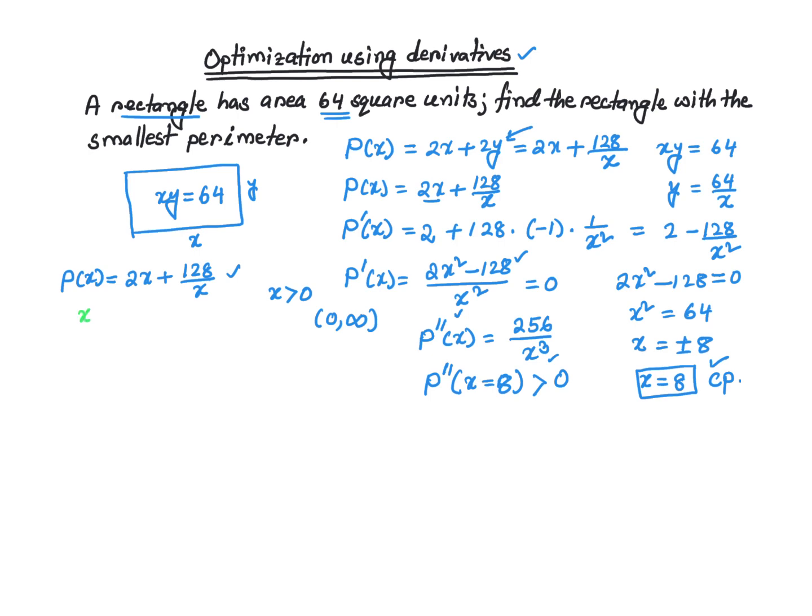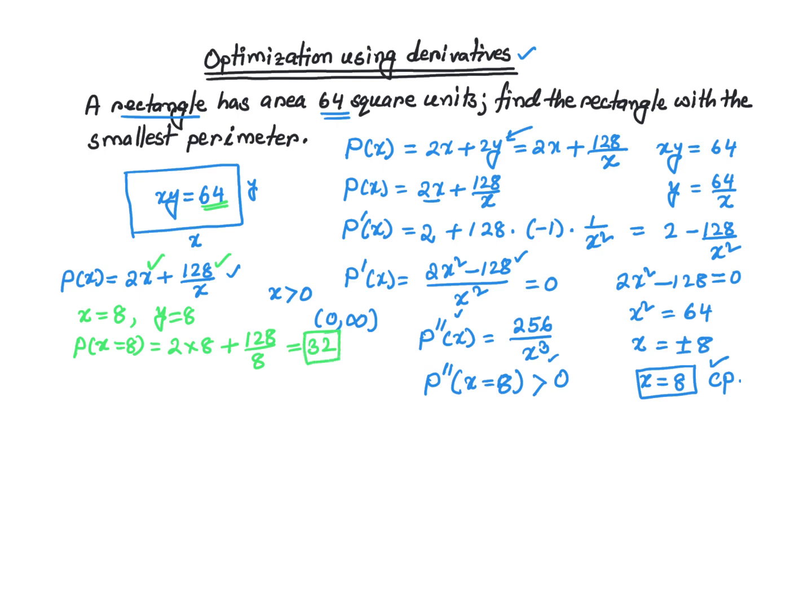So what is the function value going to be now? For x is equal to 8, by the way, remember, if x is 8, since the area is 64, y must also be 8, right? So I can plug in this value: 2 times 8, then 128 divided by 8. If you simplify it, you're going to get 32.